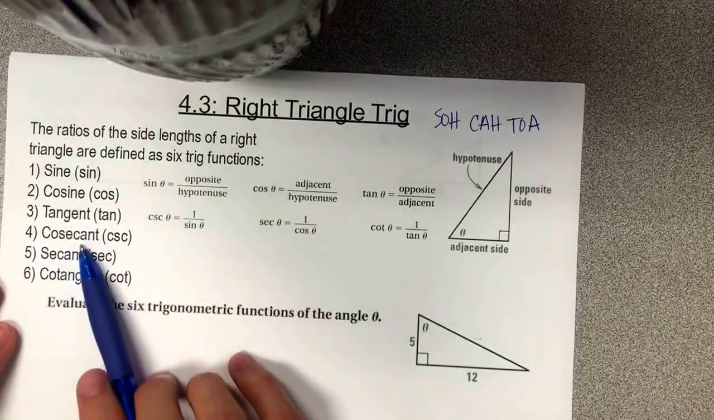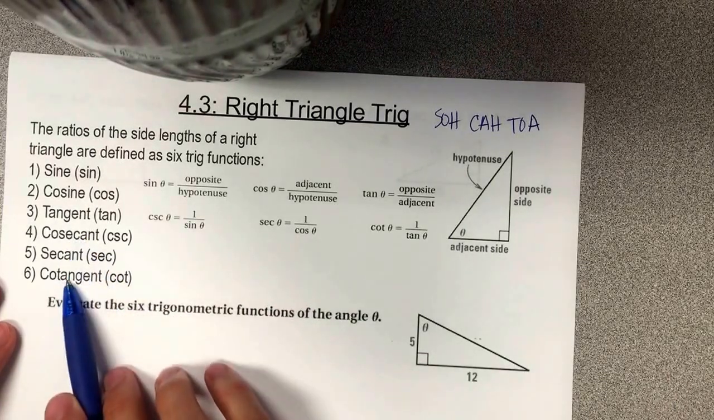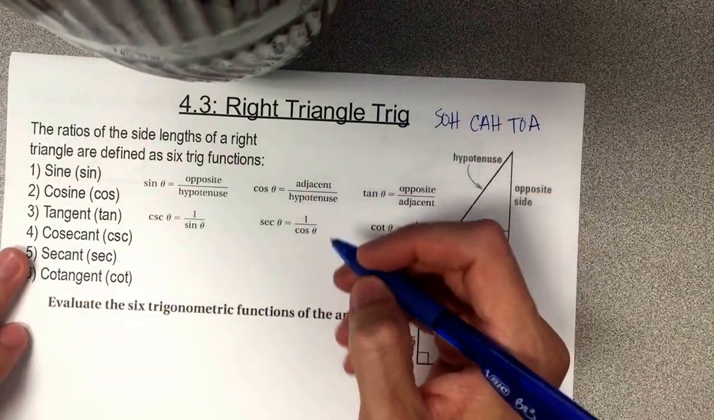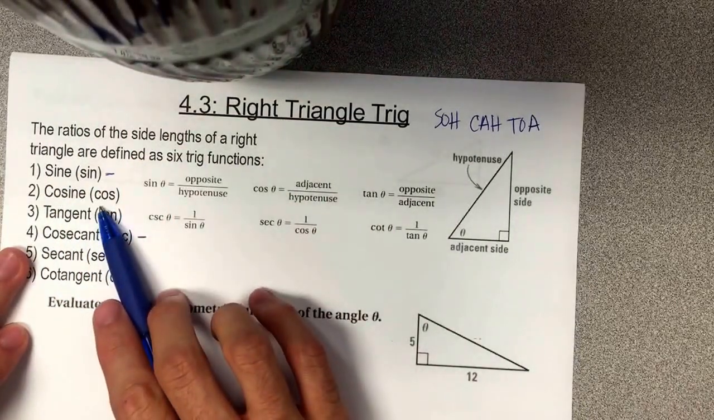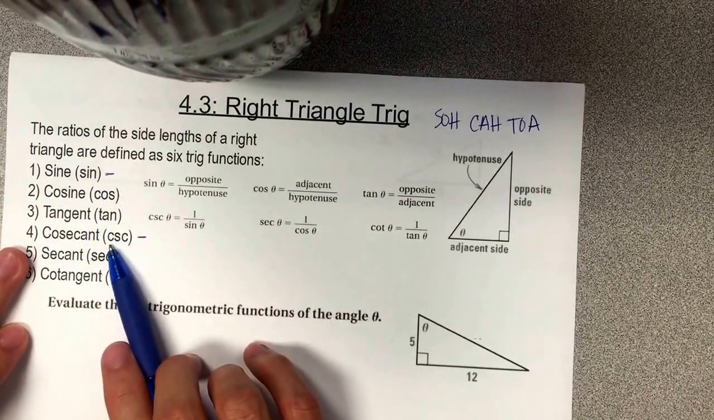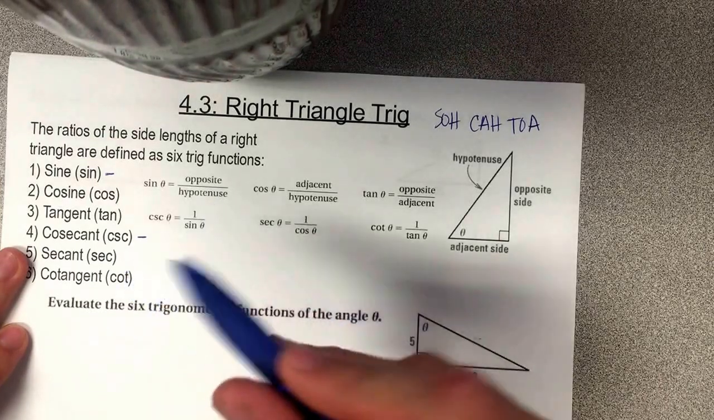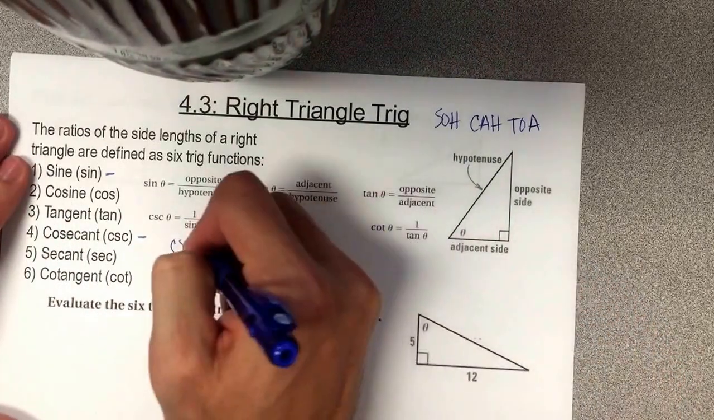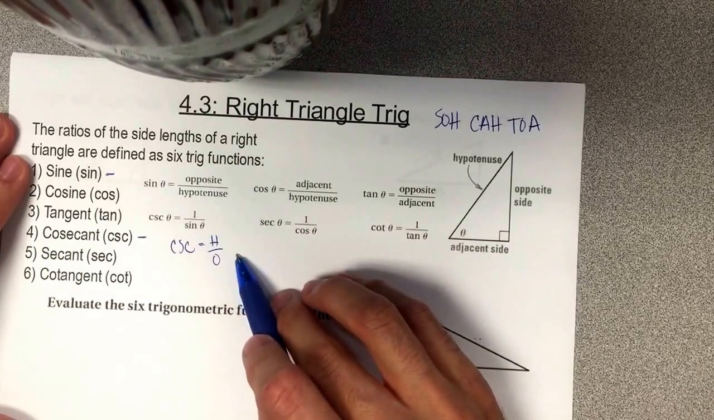There are actually three more: cosecant, secant, and cotangent. Each of these is actually just the reciprocal of the original three. So what you'll figure out is that sine goes with cosecant. If I know my sine ratio, I can figure out my cosecant ratio by just flipping it upside down. If sine is opposite over hypotenuse, then cosecant, abbreviated CSC, is just hypotenuse over opposite. So it's the same fraction, it's just flipped upside down.